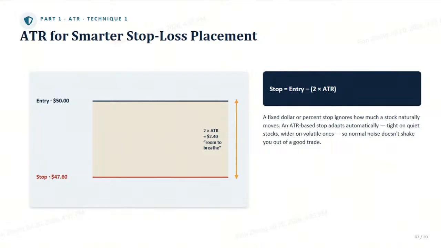goes against you. The beauty of this approach is that it automatically adjusts. Trade a quiet stock, and your stop sits close to your entry. Trade a wild stock, and your stop naturally sits further away. You're no longer using one-size-fits-all rules, you're letting the market's own behavior tell you where a reasonable stop belongs.